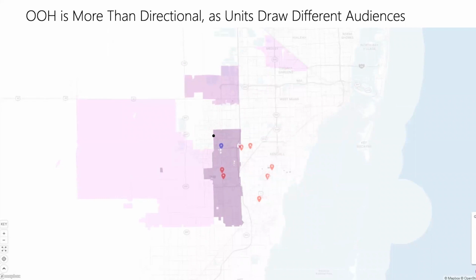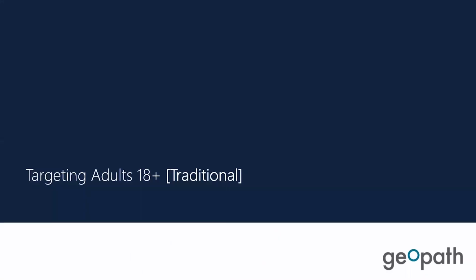So here's another example of one of those directional signs that is drawing from another audience. And this audience happens to be where there is a lot of competition. So they may want to add on to this buy with not just the directional, but more inventory in this area where their competition is. Right. Cool. We're going to start with adults 18 plus, which is your traditional approach for targeting.